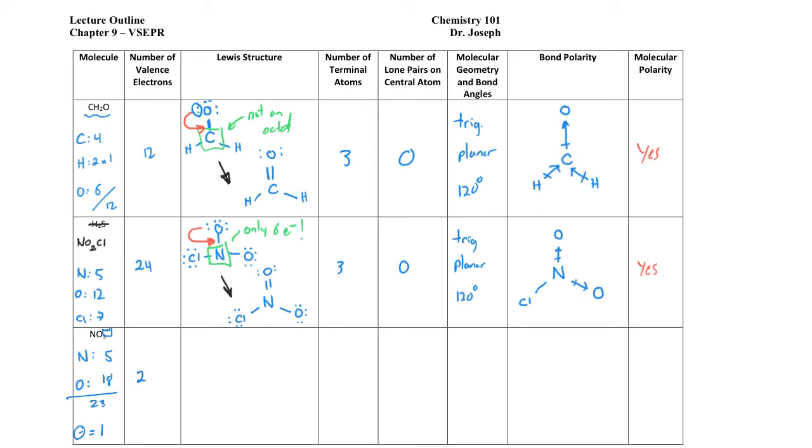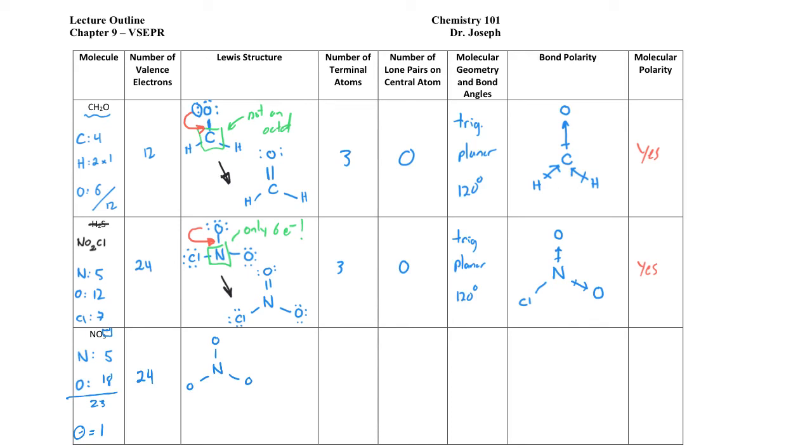We have now a total of 24 electrons because of that extra electron. Now we're going to figure out the central atom, which happens to be nitrogen. And then we have 3 terminal oxygen atoms connected to that nitrogen. So it looks like this.